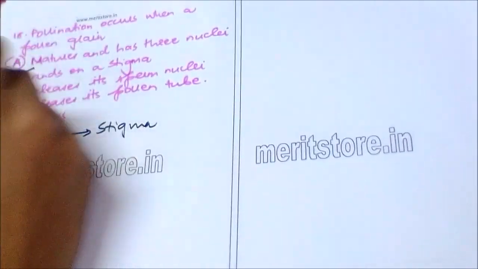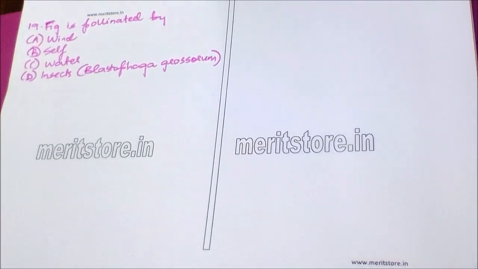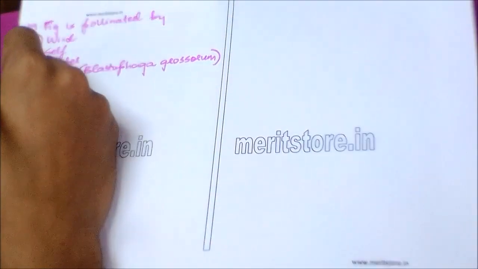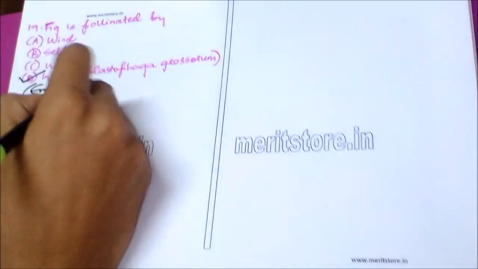Thus, our answer to this question is option B, which is lands on a stigma. Next question is, fig is pollinated by option A, wind, option B, self-pollination, option C, water, and option D, insects, which is Blastophaga grossorum. So the answer to this question is option D, which is insects, which is also known as entomophily.